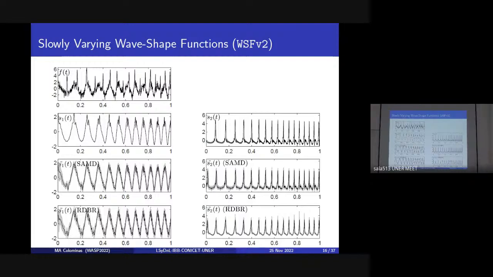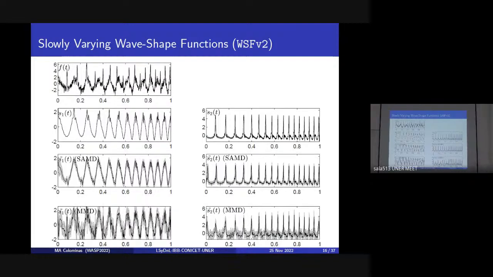But we can also compare to the multi-resolution mode decomposition, which is the second iteration of the RDBR, but this time only from Haixiao Yang, where he tried to adapt to this change in the wave shape. Again, you can see the MMD results. Well, they are not as good as ours, and it takes one order of magnitude more in time.